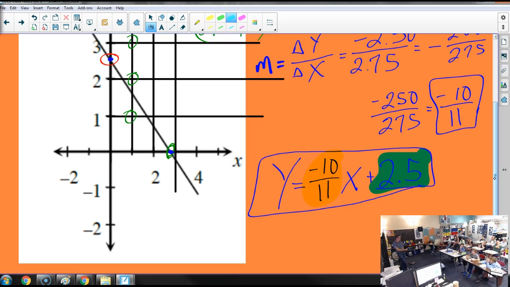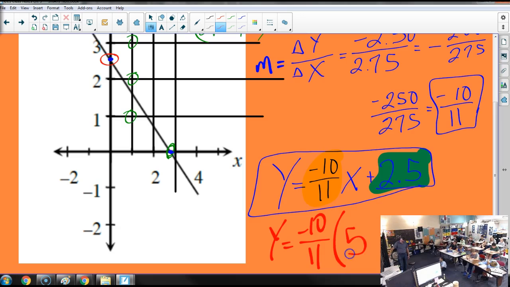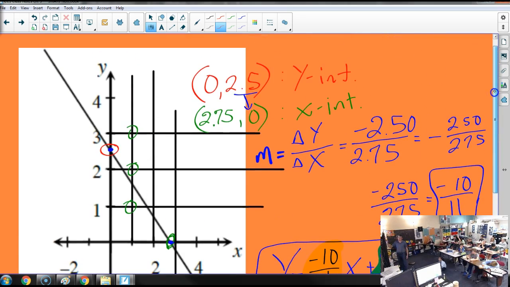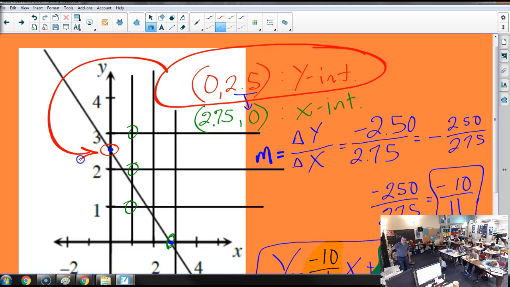So now, we know what the x is. What x are we trying to work with here? The problem asked us when x is 5. So we plug in x is 5. So this becomes y equals negative 10/11 times 5 plus 2.5. Patrick, did you already do it? Why is it plus 2.5? Because that is our y-intercept. Remember, it's slope-intercept form, and the first thing we recognized was our y-intercept, where we cross the y-axis.